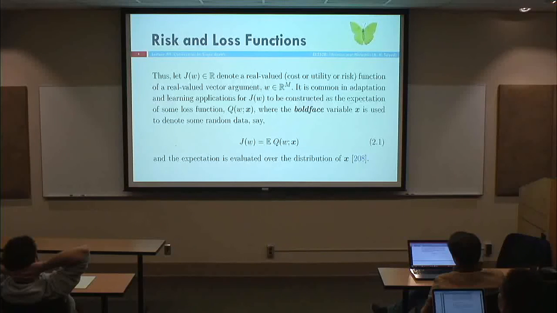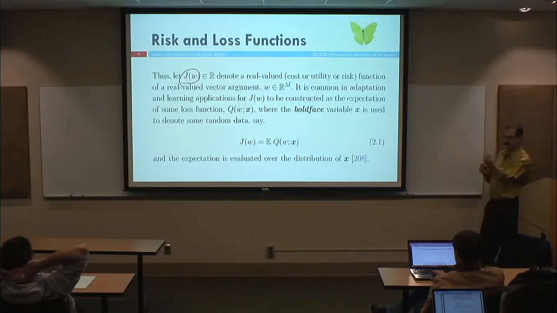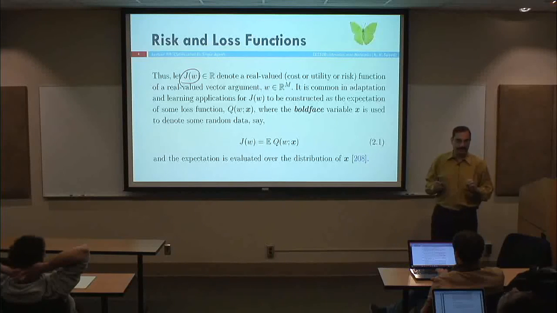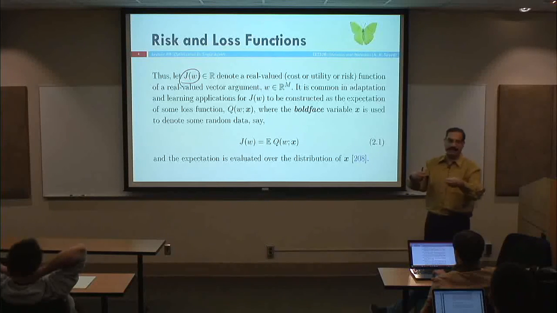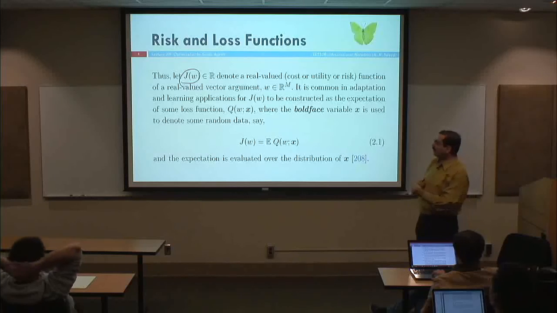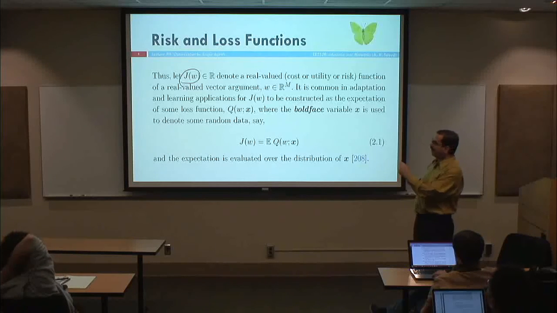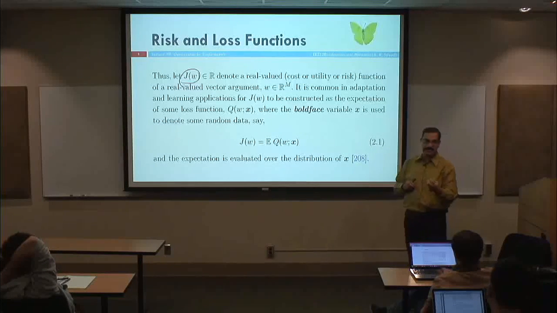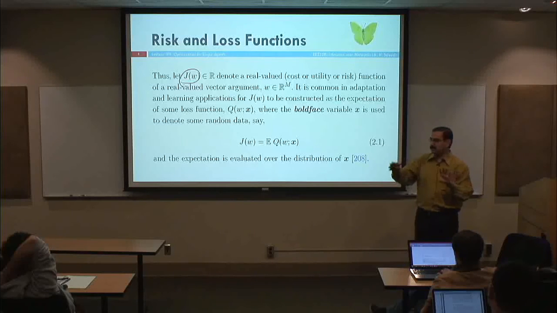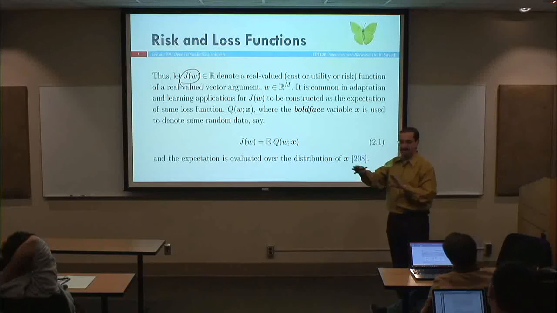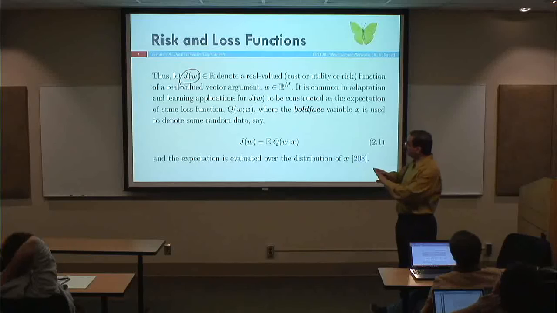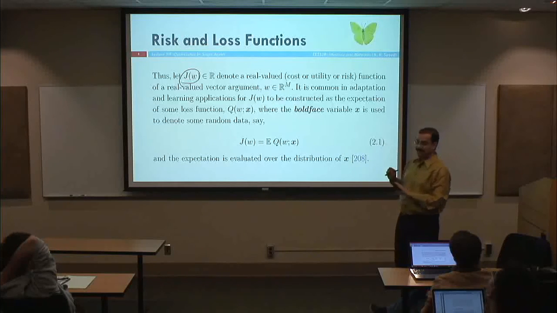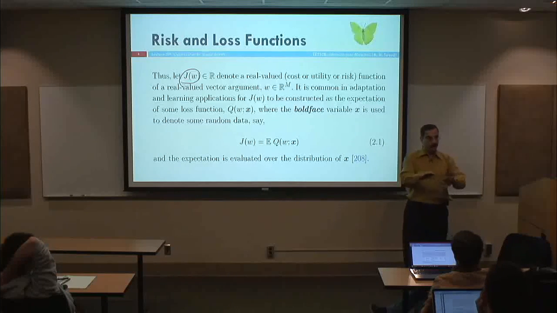I'm going to use the notation J of omega to refer to the risk. So this is a function of a vector argument omega. That's the cost function that I would like to minimize. I would like to find the minimum of J of omega. J of omega, the cost itself, is always real valued, regardless of whether the argument omega is real or complex. For now I'm just talking about the case when omega is real, but the function itself will always be real.